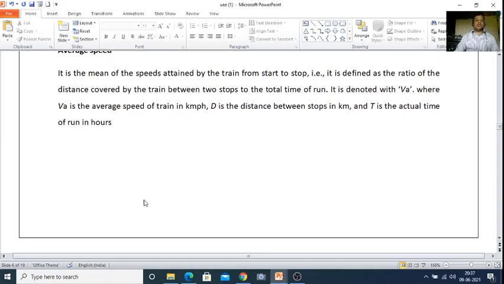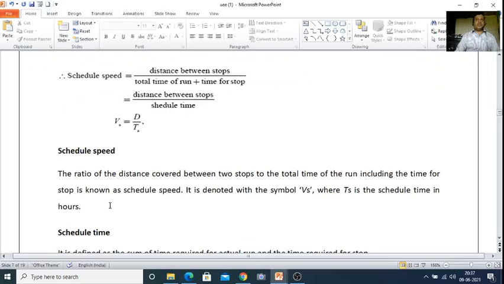And next, coming to schedule speed. What is schedule speed? Schedule speed is the distance between stops divided by the total time of run plus the total time of stop. So schedule speed is the ratio of distance between stops to the time of run plus the time for stop, which equals distance between stops by schedule time. Schedule time is nothing but the time of run plus the time of stop, and therefore the distance between stops is written as it is, and we have schedule speed Vs equals D by Ts.